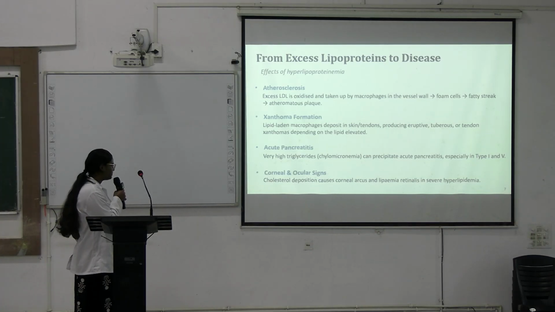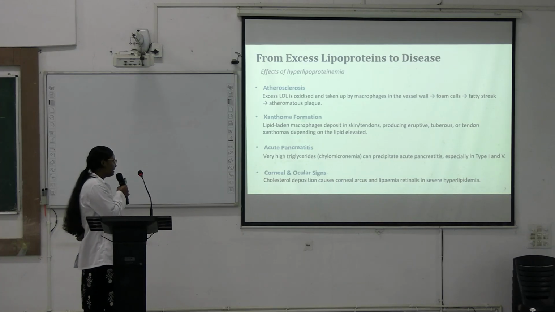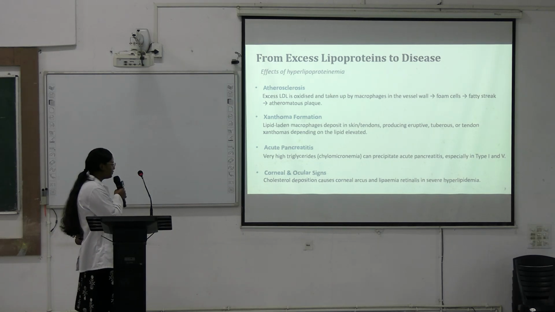Lipid-laden macrophages deposit in skin and tendons, which will produce eruptive, tuberous, and tendon xanthomas depending on the lipid elevated. Acute pancreatitis is due to very high triglycerides, which is because of the chylomicronemia, major lipid carrying triacylglyceride, and it is seen in type 1 and type 5 hyperlipoproteinemia.